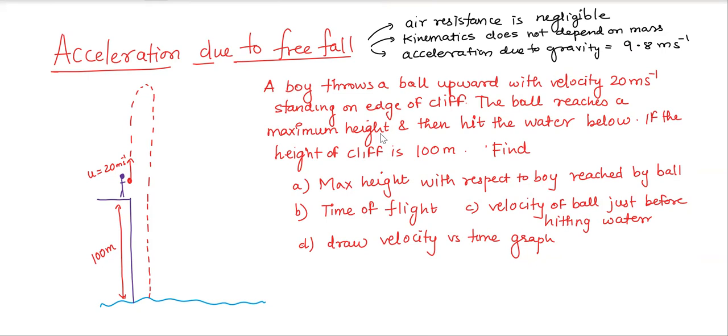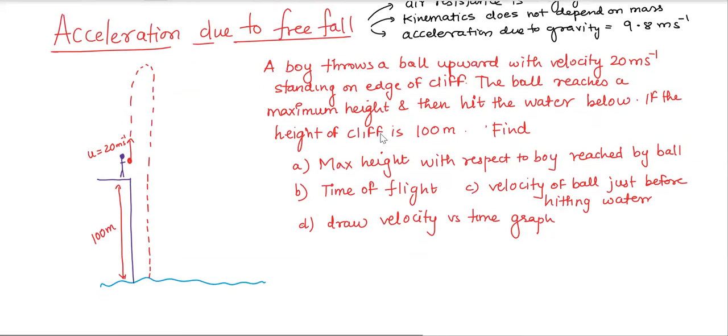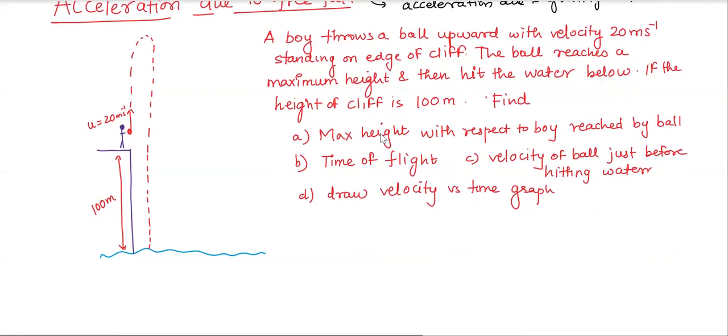So we have to predict what is the maximum height this ball went up, and then the overall time it took for the ball to come down and hit the water, and what is the velocity before it hit the water, and we can draw a velocity versus time graph. So we can do all those things using SUVAT equations.